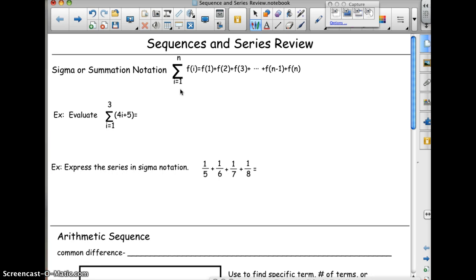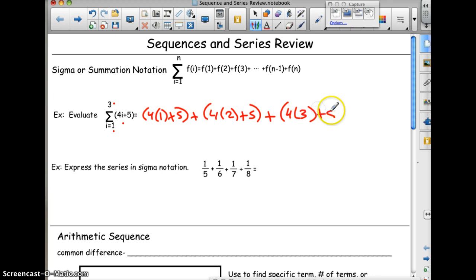All right, and what does that mean? What does f of 1 mean? Well, that means you're going to have some function or expression here, and it has an i in it, and you're going to take i out, and you're going to replace it with the numbers from 1 to 3 in this case. All right, 4 times 1 plus 5, plus 4 times 2 plus 5, right? And then 4 times 3 plus 5.